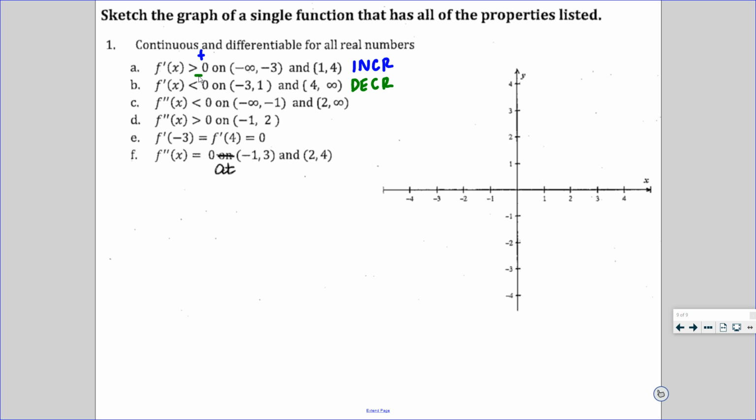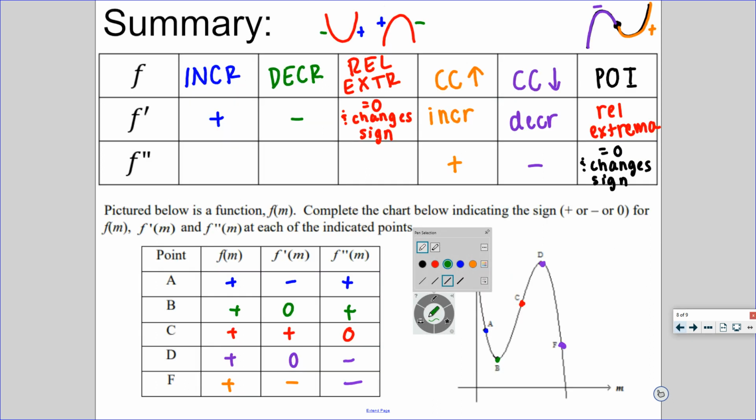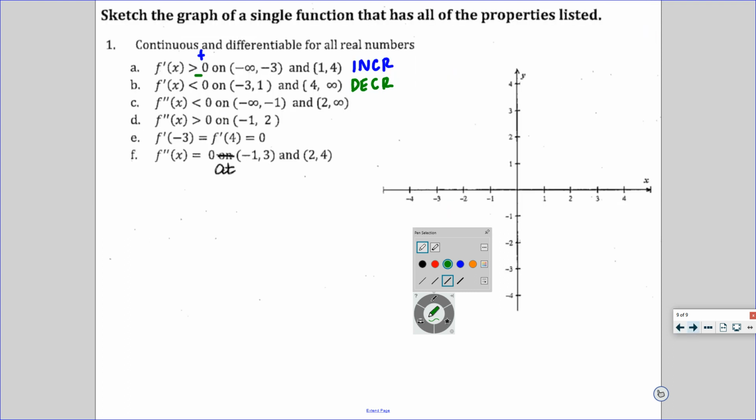Then they jump to second derivatives. Remember, the second derivative is going to give us our concavity. So our second derivative is less than 0, that's negative, on those given intervals, which means it's concave down there. And then letter D says your second derivative is positive, or greater than 0, on that interval, which means it's concave up there.